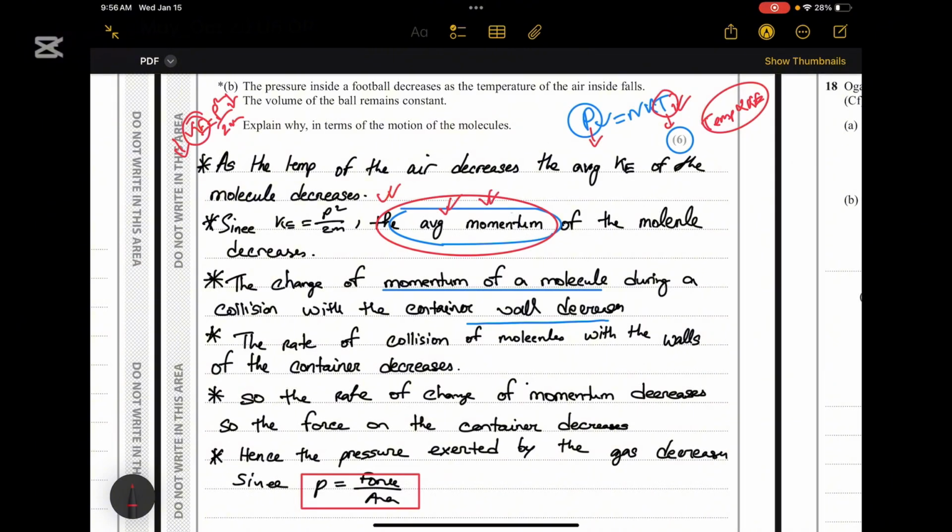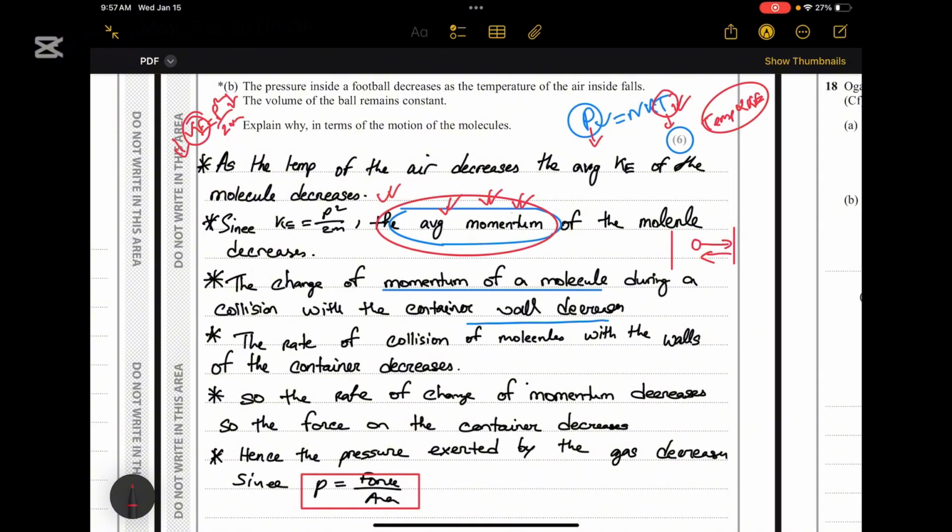Now as we have moved toward the average momentum of the molecule, let's say this is one part of the container and this is another part of the container. One molecule is going in this direction and colliding with the container wall. Now if the average momentum of the molecule has decreased, when it collides, it will bounce back, right? But it will bounce back with a lower velocity.